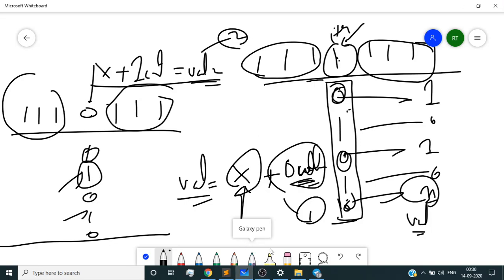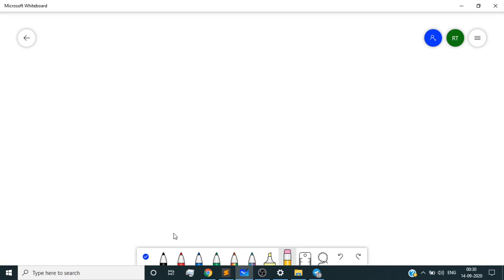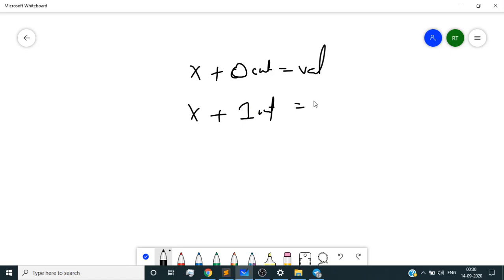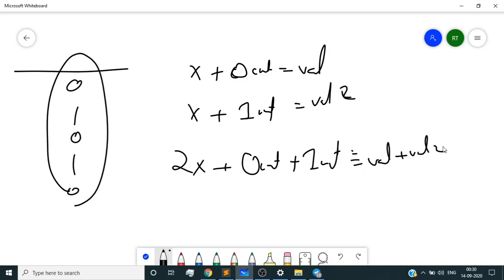So I'm just going to write these two equations and remove everything else. We get two equations. First, x plus the 0 contribution is equal to val, and x plus the 1 contribution is equal to val2, with n elements like this. When I add these two equations, I get 2x plus 0 contribution plus 1 contribution equal to val1 plus val2.